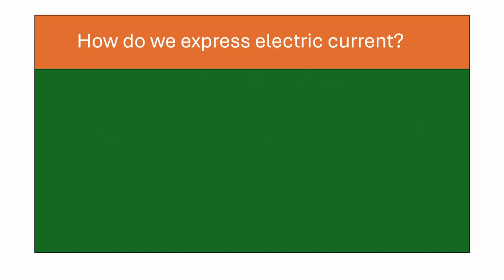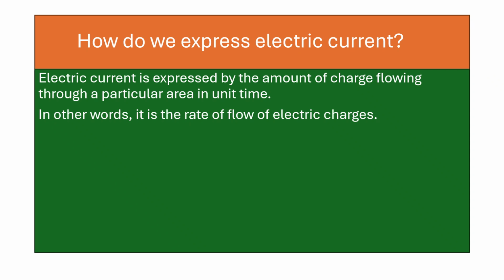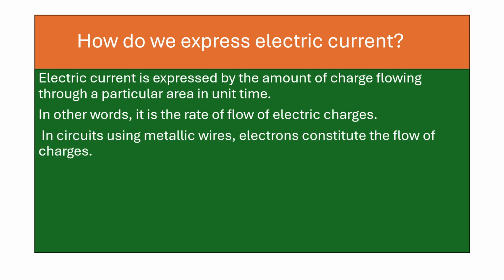So how do we express electric current? Electric current is expressed by the amount of charge which is flowing through a particular area in unit time. In other words, in a more simplified form, it is the rate of flow of electric charges. Suppose in circuits using metallic wires, electrons constitute the flow of charges, which you have to remember.